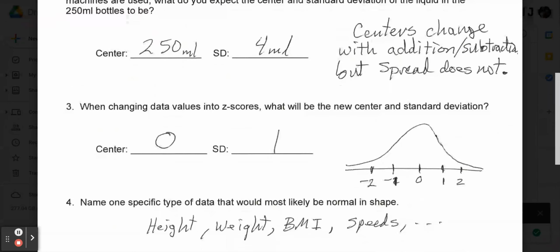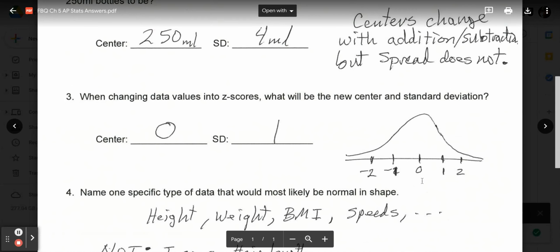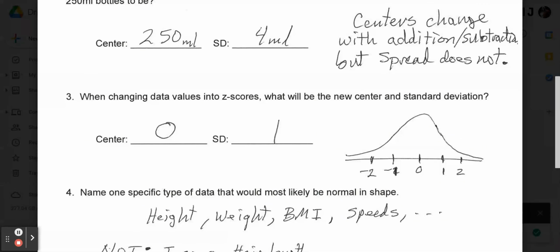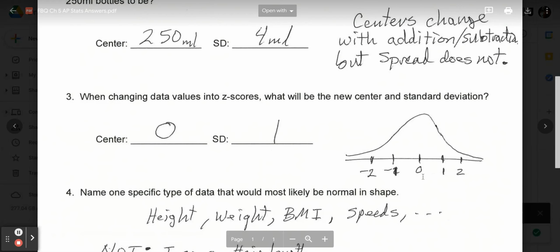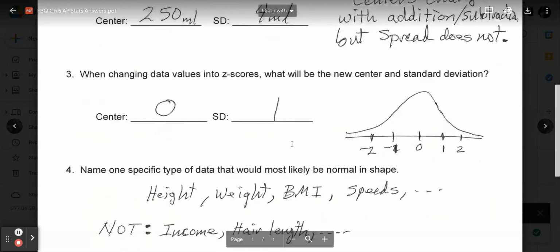Number 3, on a normalized set of data, 0 is your center, because that's where the mean would be. When you do the formula for z-score, you're taking the mean minus the mean, which gives you 0. Standard deviation is always 1. So this is all in terms of z-scores now, so -1, -2, +1, +2, but center 0, spread 1.